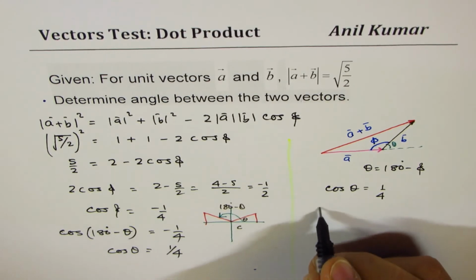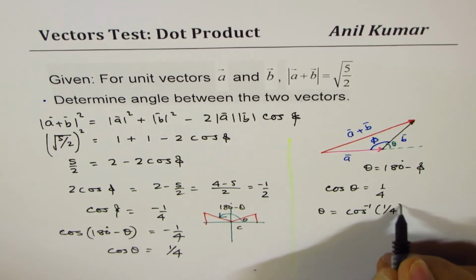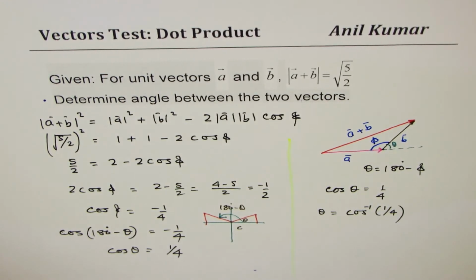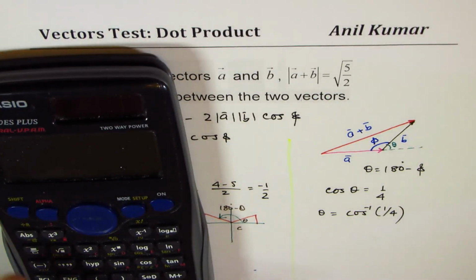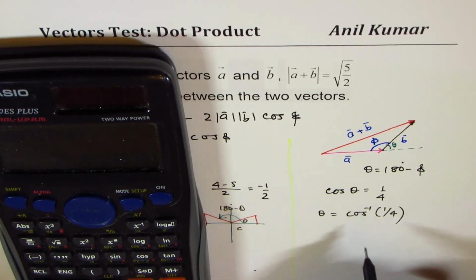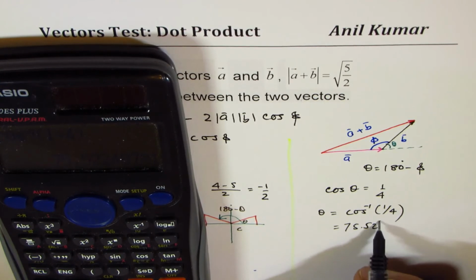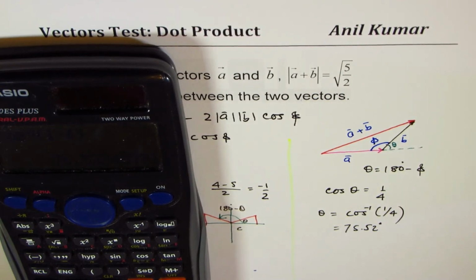Perfect. So theta is cos inverse of 1 over 4, right? We can use a calculator to find this out now. So we have shift cos inverse and 1 divided by 4, bracket close, equals. So we get 75.52 degrees, right? So that is how you can find the value of theta, right?